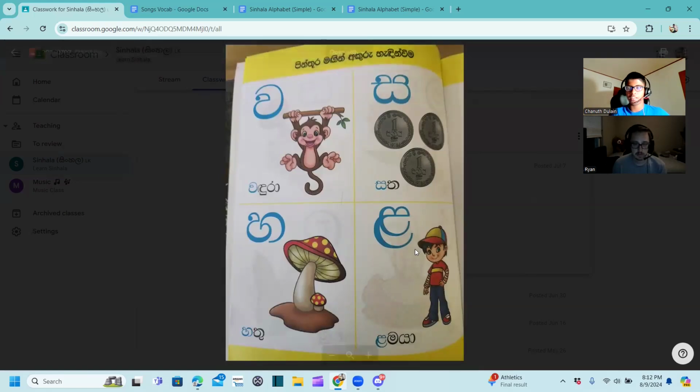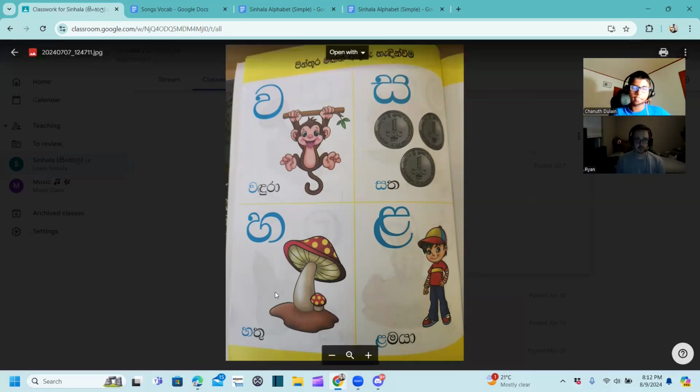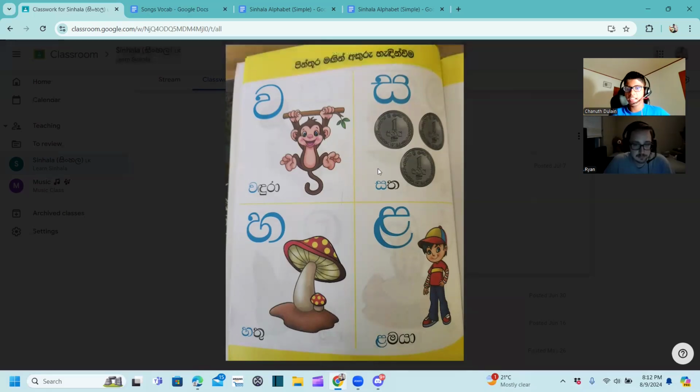If you put the other la, it's going to be wrong. It's a completely different meaning, and it's not even a word. So lamaya. Every time we say lamaya, we always put this letter right here. Lamaya means child, basically. And sata means 1 cent.